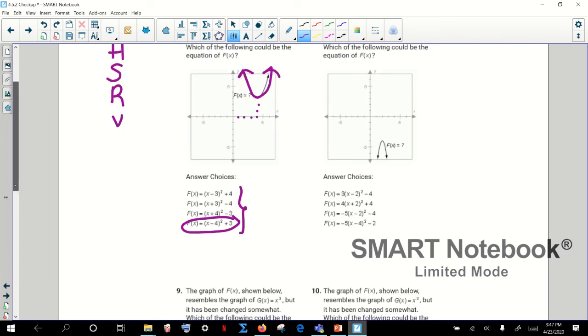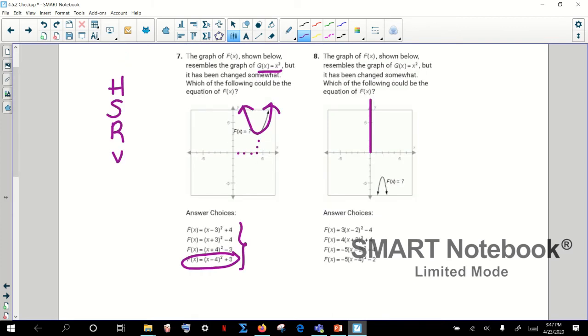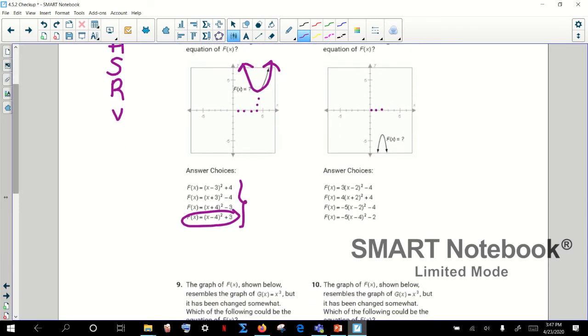All right, number 8. Again, we're looking at an x squared, a parabola function. It looks like we took our vertex from the origin and shifted it to the right by 2. So that's our horizontal shift. So which 2 have a horizontal shift to the right by 2? Looks like numbers 1 and 3 do. So I know 2 and 4, those can't be the answers.